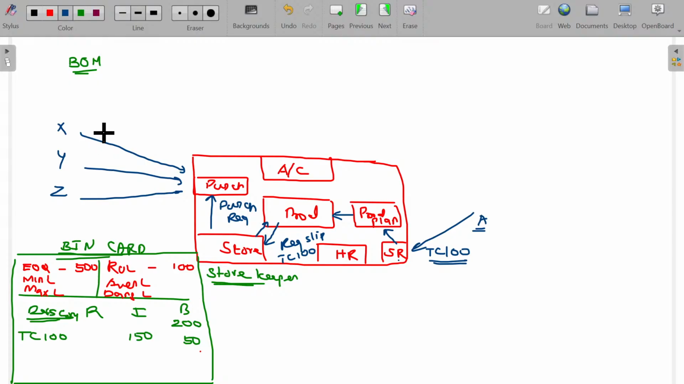X says I can supply it for 10 rupees. Y says I can supply it for 9. Z demands 12 rupees per unit. So naturally, purchase department, based on the quotation, will place the order to the person who quotes lesser. So naturally, Y will be the chosen one.